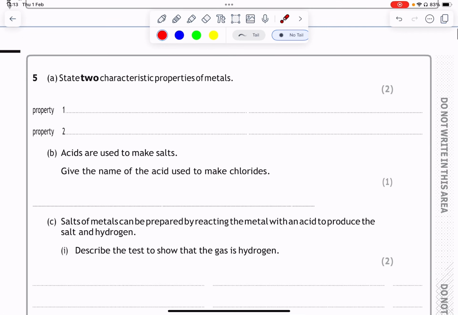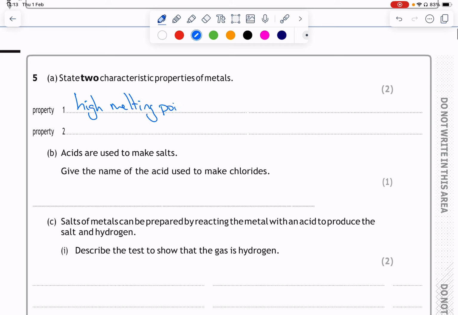Okay, so two characteristics of a metal. There's a huge list here. I'm going to pick just a couple. So we can say they have high melting points. We can also say that metals are typically shiny. You could have had malleable, ductile, they're strong. There's a list, but you just need two key things there.